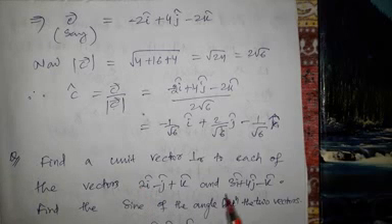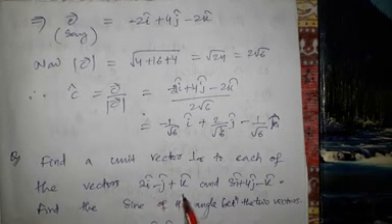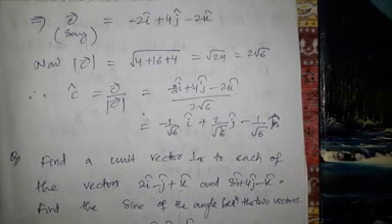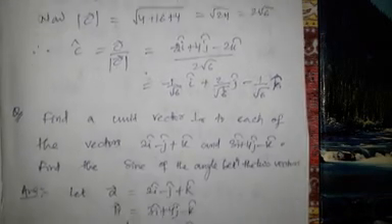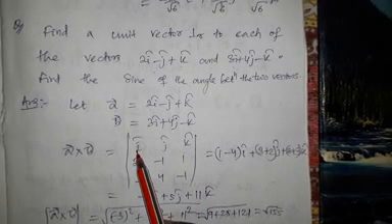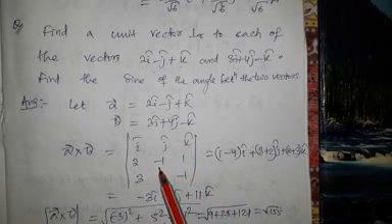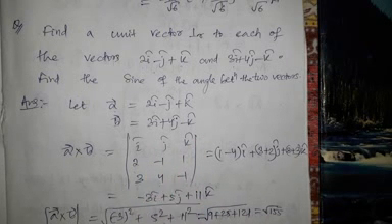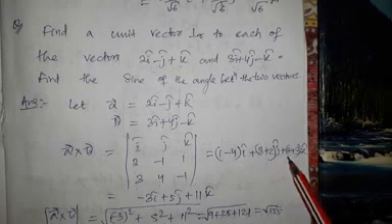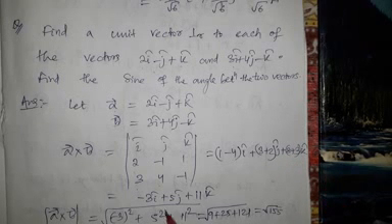Find the unit vector perpendicular to each of the vectors 2i minus j plus k, 3i plus 4j minus k. Find the sine of the angle between the two vectors. A cross B vector is equal to the determinant of i cap, j cap, k cap, 2, minus 1, 1, 3, 4, minus 1. 1 minus 4 into i cap, 3 plus 2 j cap, plus 8 plus 3 k cap, minus 3i cap plus 5j cap plus 11k cap.